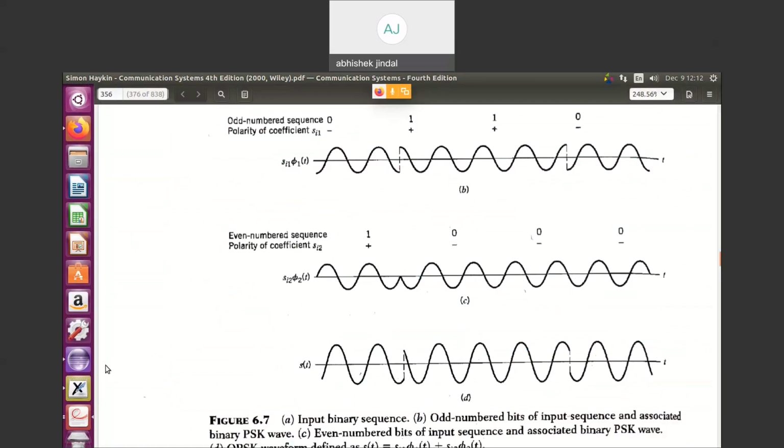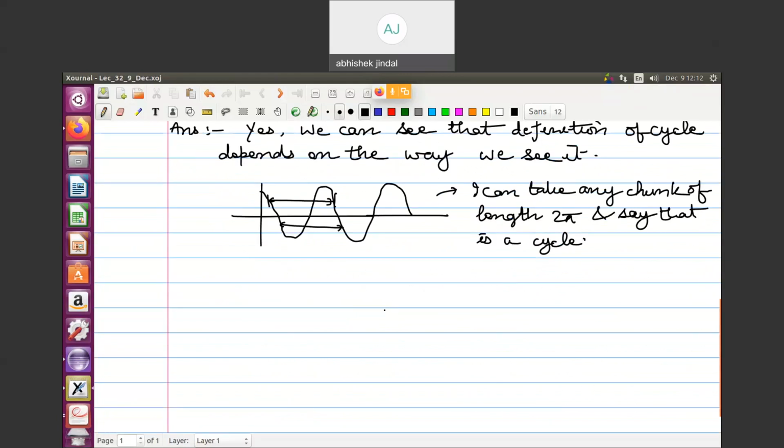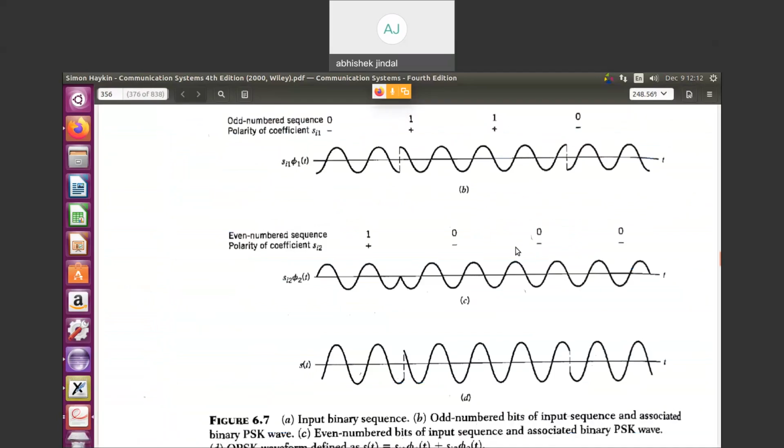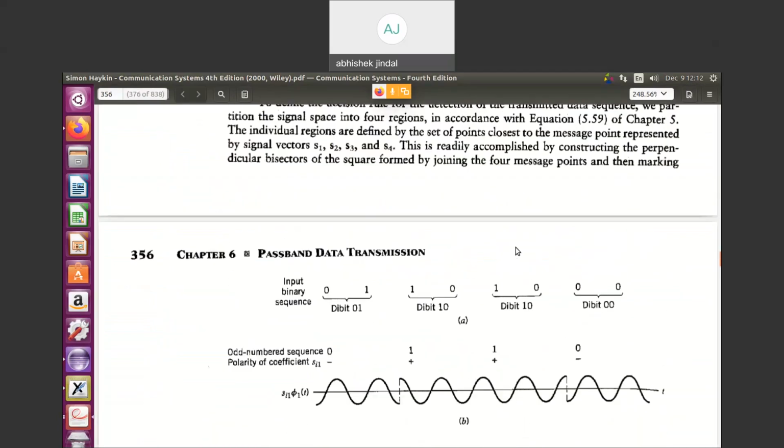Okay. Now let us go to the second point. So this is D2. D2 says that let us see the transmission and reception again. Okay. So this is page number 359.